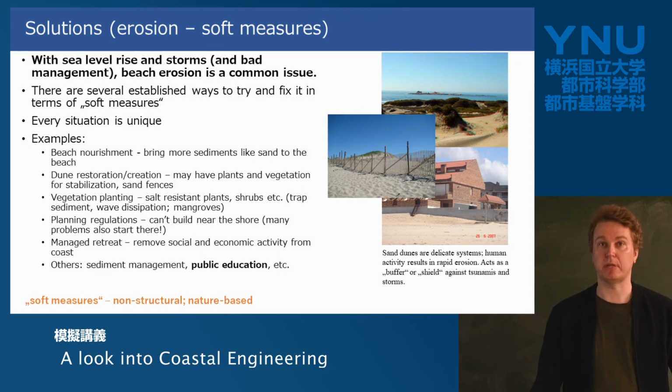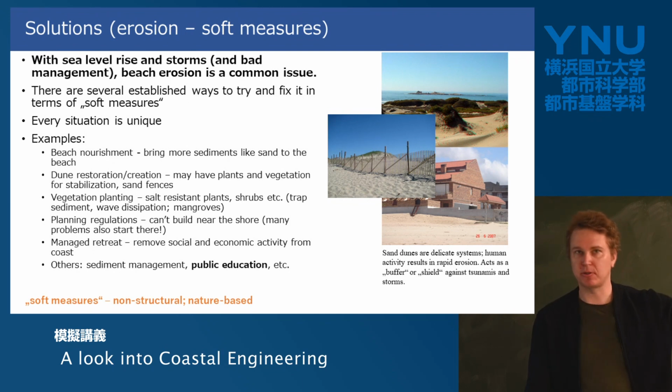We have dune restorations, because oftentimes people build things on the dunes and they destroy the dunes. But the dunes are very important buffers and delicate systems. And vegetation and planning regulations are very important, like not building next to the coast or keeping human activities away from there. And managed retreat and some other ones as well. So soft measures are non-structural and are nature-based.